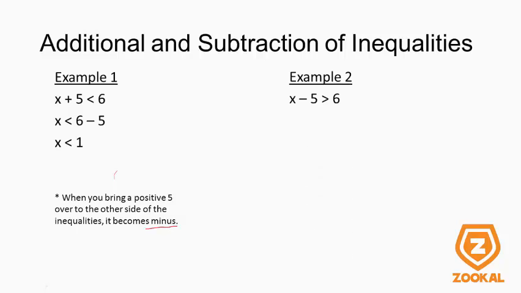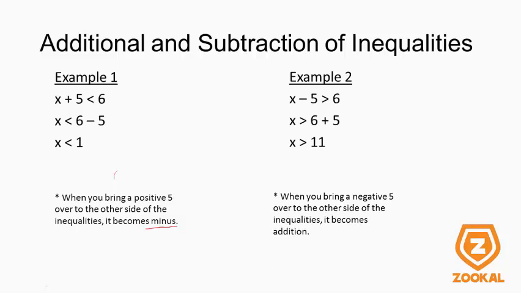Example 2, x minus 5 less than 6. I want to bring negative 5 to the right hand side. When I do so, it becomes plus 5. So the inequality becomes x less than 11. So take note again, when you bring a negative number over to the other side of the inequality, it becomes addition.